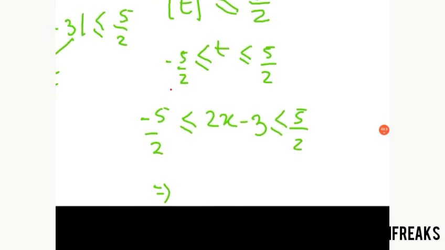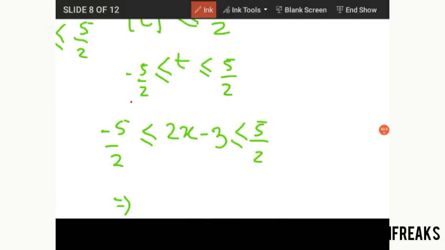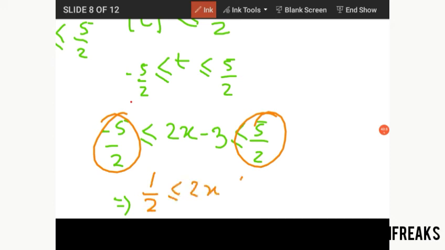So similarly, inequalities. So similarly here also we have to eliminate 3. So add 3 to both the sides. Correct? Now if you add 3 to both the sides, so half and 11 by 2. Now we are asked to find the range of x, not 2x.